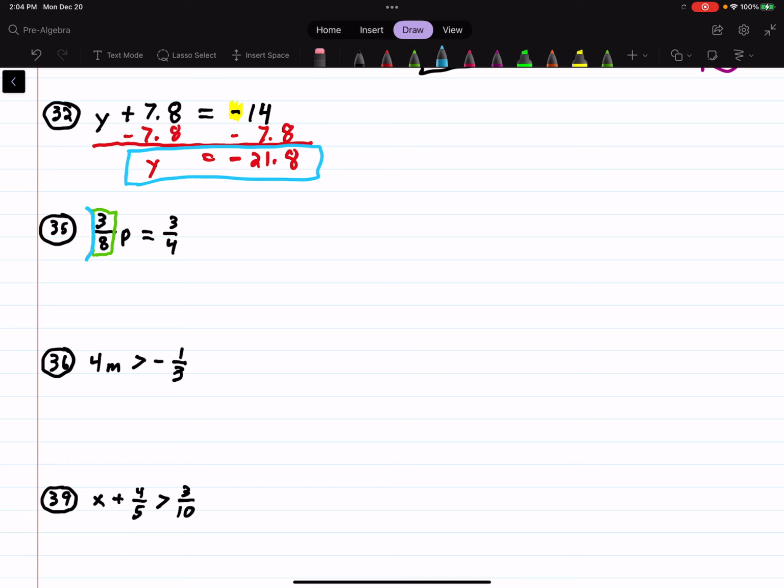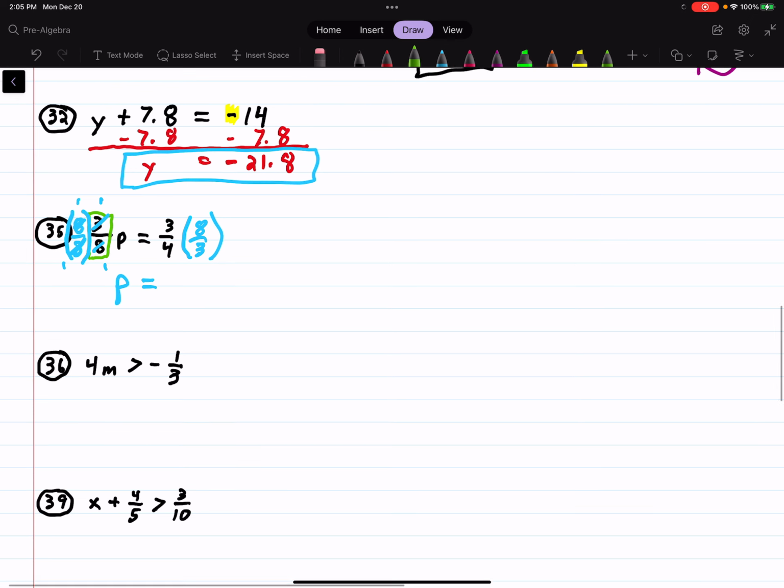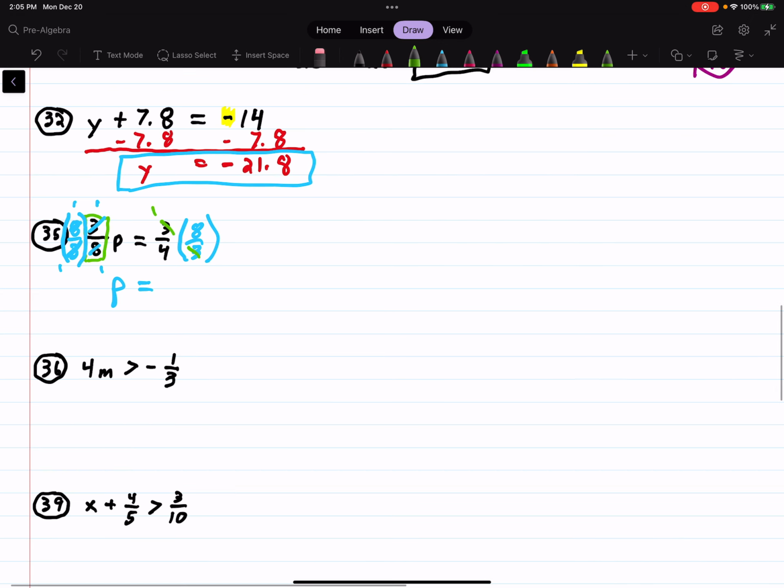So there's my parentheses. I take the reciprocal of the number. And if you really think about it, look what the reciprocal does. It cross cancels to 1, everything to 1, and you're just left with p on this side. And then on the other side, we can cross cancel 1, 1, 1, 2. And that leaves us with a final answer of 2.